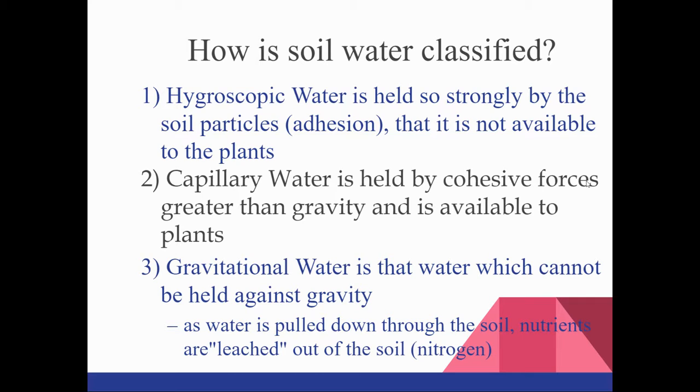Gravitational water is water which cannot be held against gravity. As water is pulled down through the soil, nutrients are leached out of the soil. Nitrogen is the big one here. So we all understand what gravity is. It's constantly pulling things down. Water is no different. As water moves through the soil, there's gravitational water that is not adhesive to anything or cohesive to other water. It is going to pull nutrients out of the soil as it moves downward. And this is known as leaching.